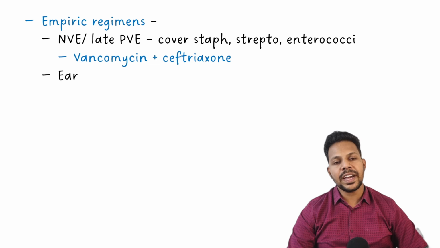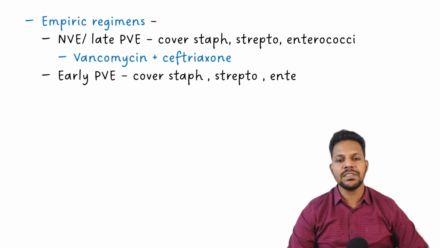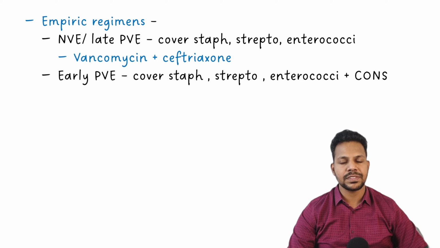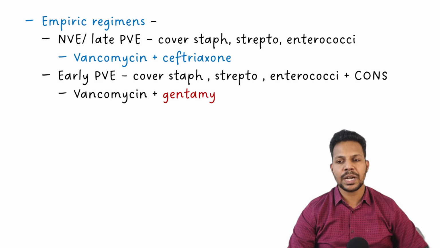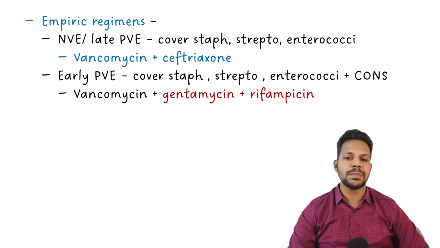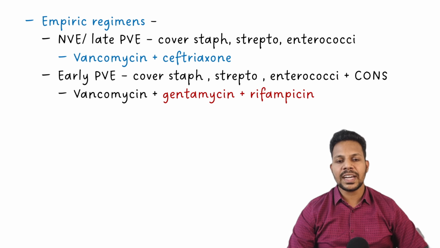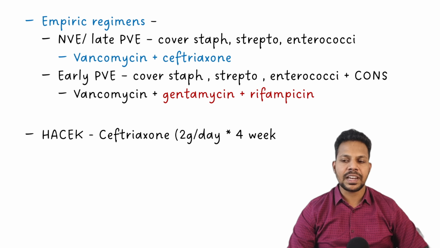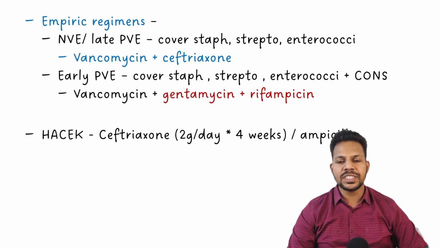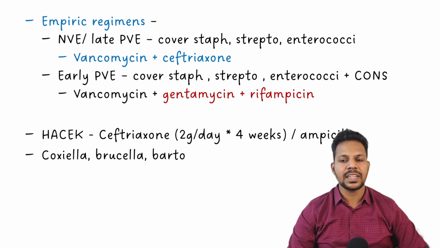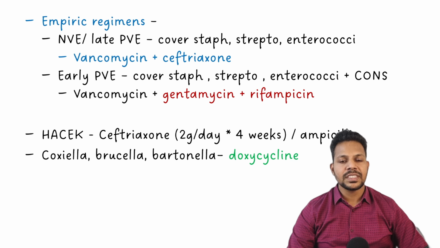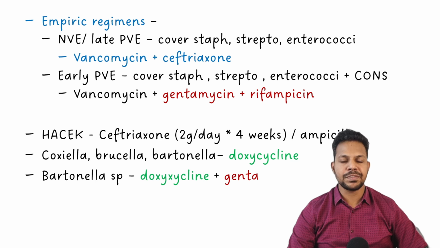But in case of early prosthetic valve endocarditis, we should cover staph, strepto, enterococci, and also coagulase negative staph. And coagulase negative staph requires gentamicin plus rifampicin. So the treatment would be vancomycin plus gentamicin plus rifampicin. And for HACEK organisms, the treatment would be ceftriaxone or ampicillin. For Coxiella, Brucella, and Bartonella, the treatment of choice is doxycycline. And for Bartonella species, doxycycline plus gentamicin is preferred.